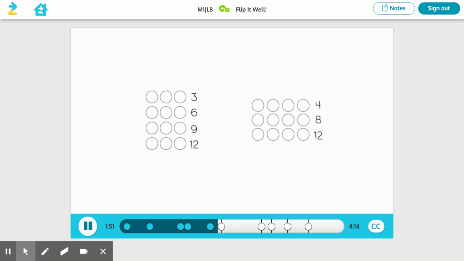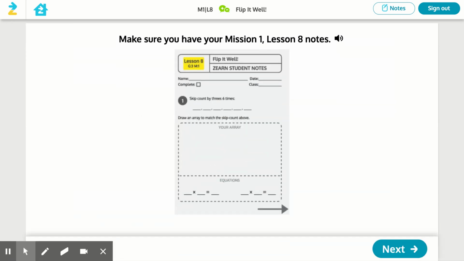I think you guys are ready to try one on your own. All right, everyone. So remember, when they pull up the Zearn note sheet, that means that we are going to pull out our math journals. Please make sure that you have your math journal out and ready to go and your pencil ready to write. Let's begin.